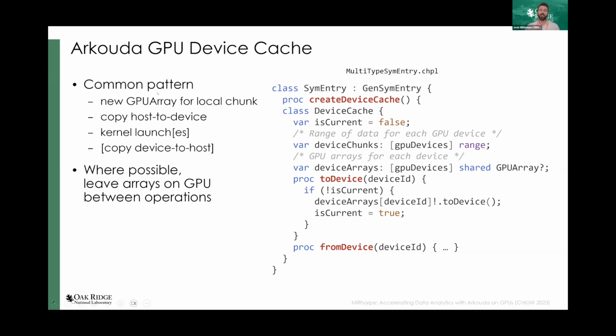This is an addition to Arkouda's SimEntry class that represents Arkouda arrays. And what the device cache does is just allows us to hold on to those device chunks, the representation on the device, and as needed, transfer to or from the device and maintain the data cache on there for when we need it.